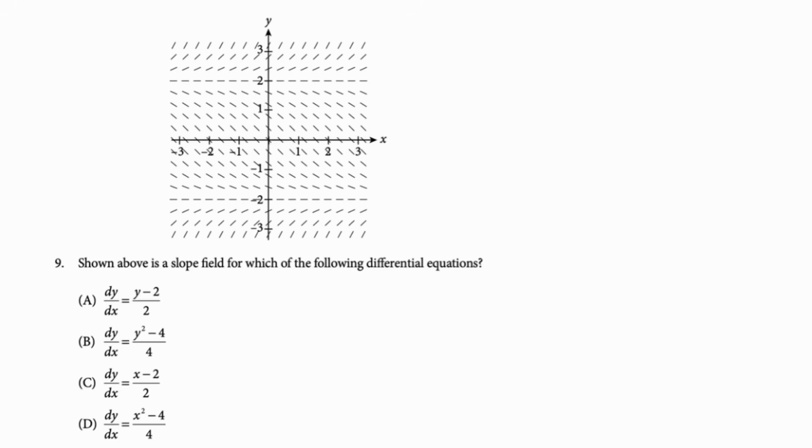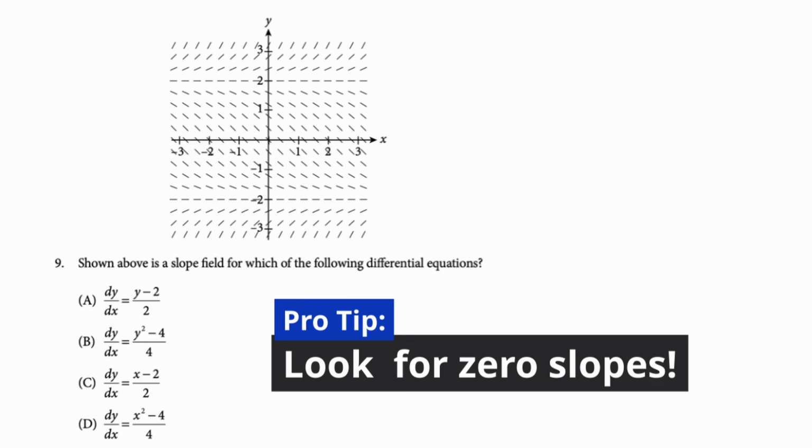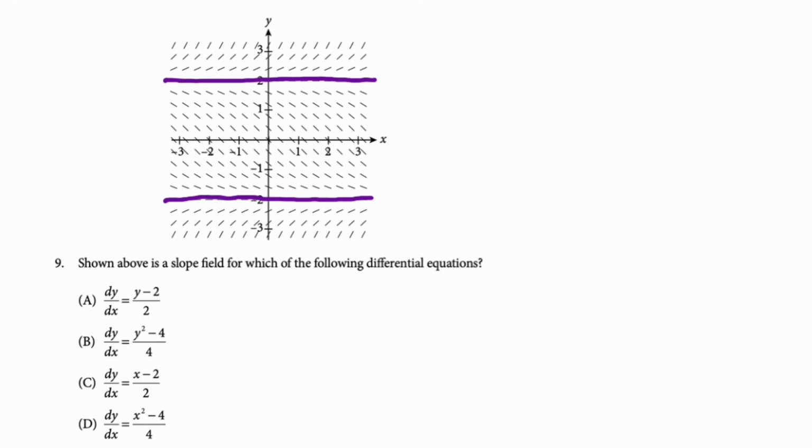Number 9, shown above is a slope field for which of the following differential equations. So I look at this, I think to myself, I see some places where the slope is always 0, so I'm just going to draw those in. So at y equals 2 and at y equals negative 2, now I look at the options and I see if I plug y equals 2 into A and B, I will get 0. It's not even an option for C and D, so those are out.